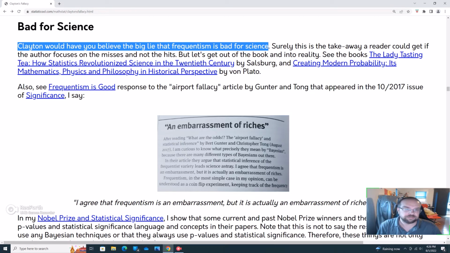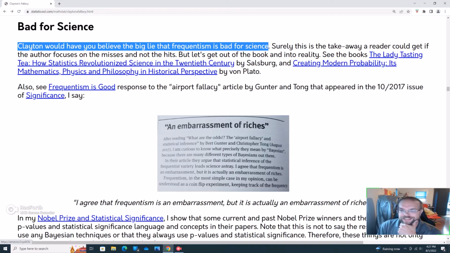So I say Clayton wants you to believe the big lie that frequentism is bad for science, which I think is the takeaway from this book that he wants you to have. But if you look at The Lady Tasting Tea by Salsburg, or Creating Modern Probability by von Plato, they talk about frequentism tons in science. I already mentioned experimental design. You have sequential analysis. You have quality control. I mean, there's so much stuff.